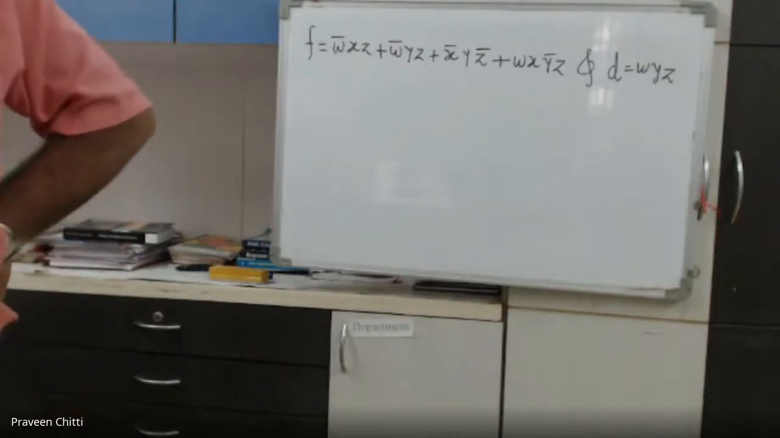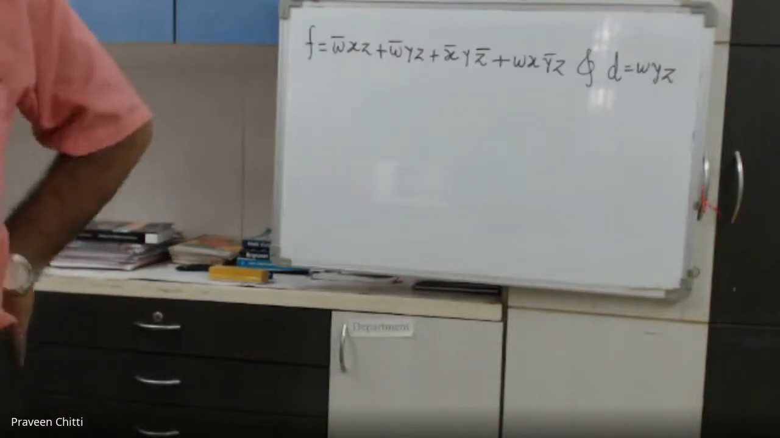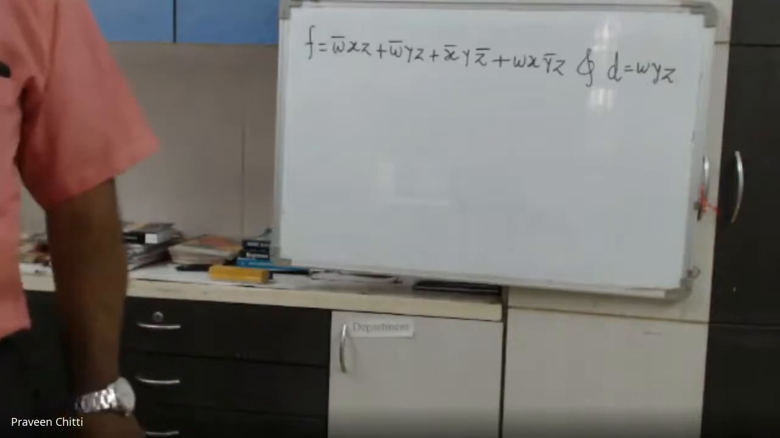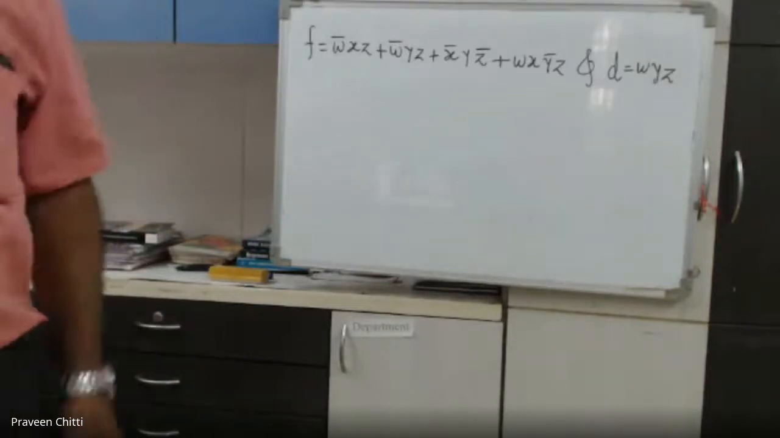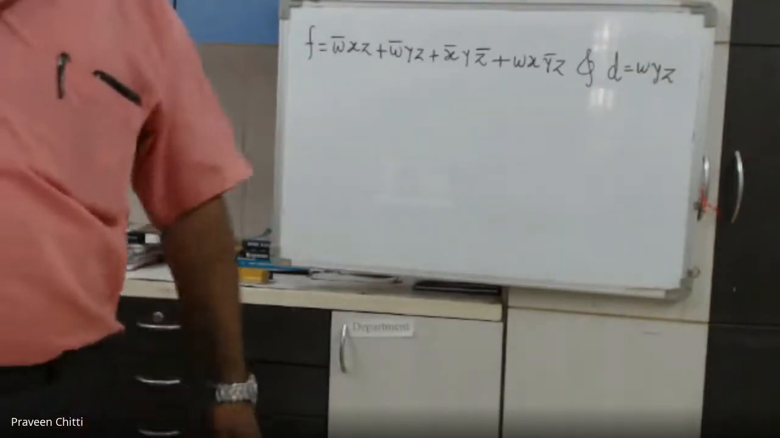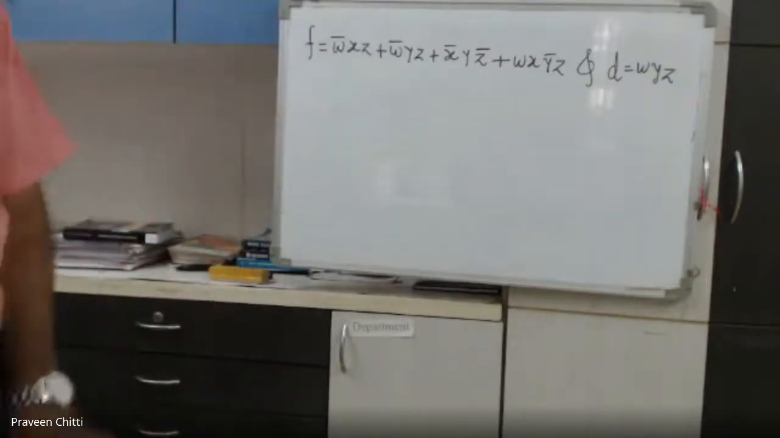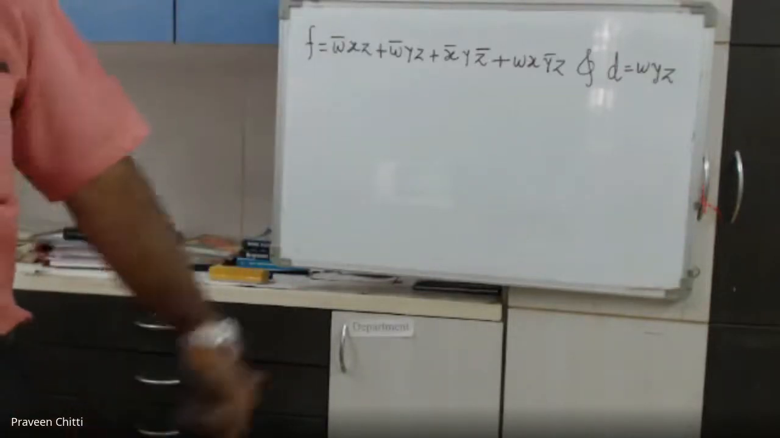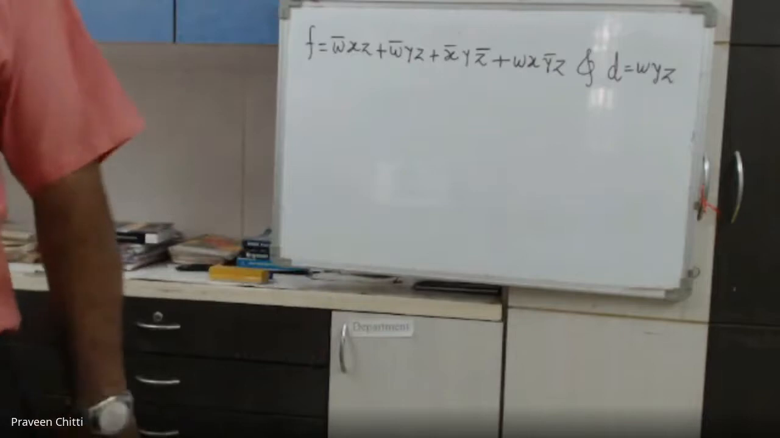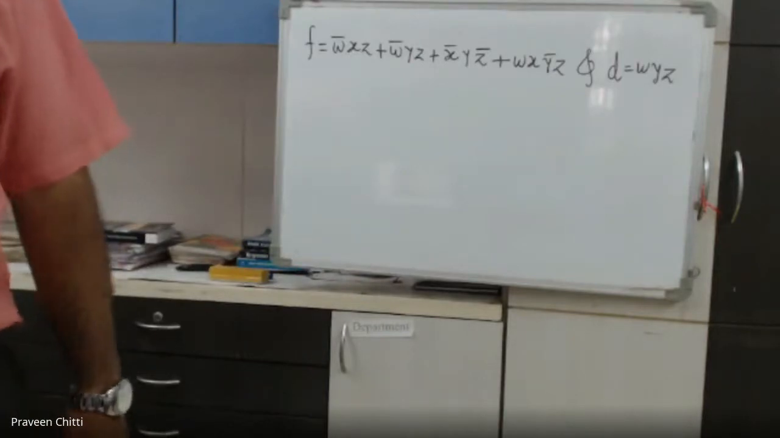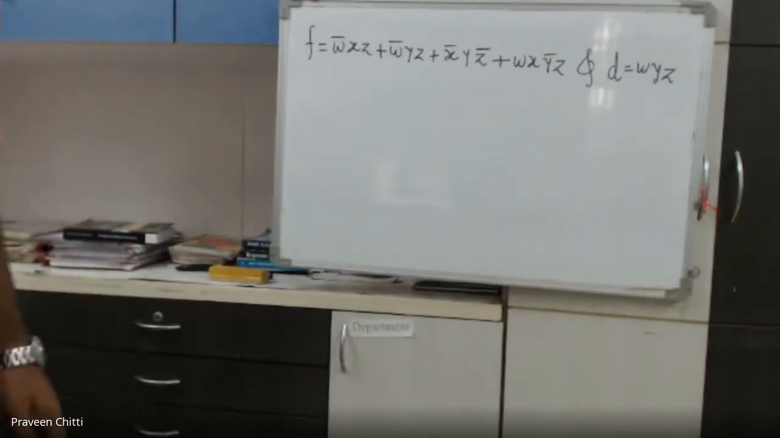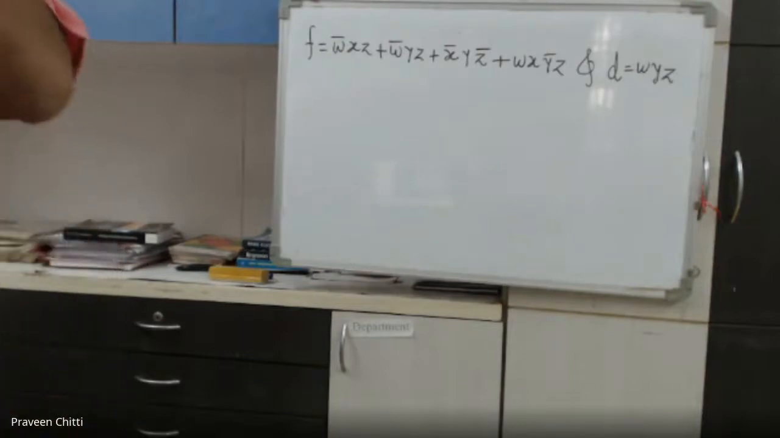How do you go about this? One expression is given which is in SOP form and they ask you to simplify it using K-map, not the normal method of simplification. Using K-map, you have to simplify and then draw the logic diagram using only NAND gates. So how do you proceed here?